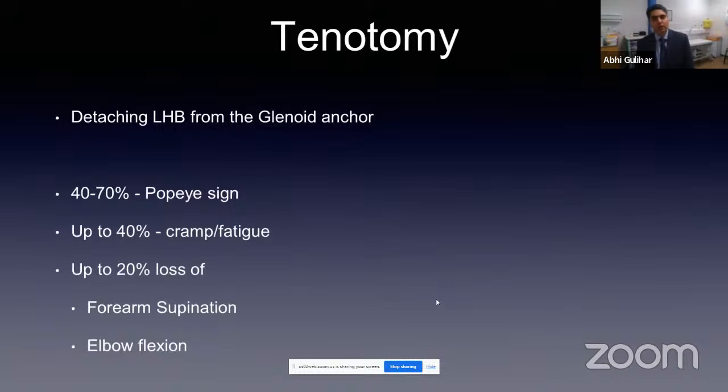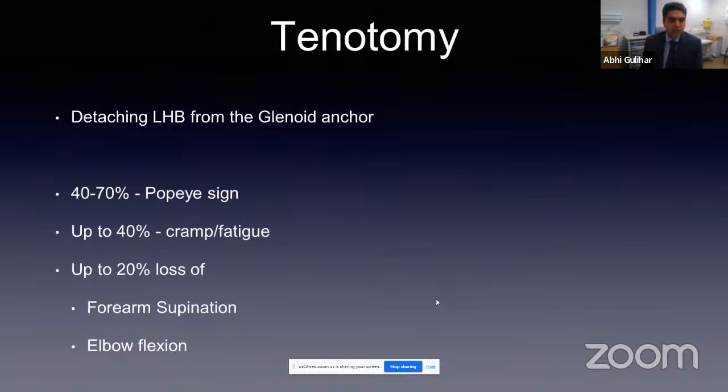Now, what is the alternative to a biceps tenodesis? You simply cut the biceps tendon. It is called a biceps tenotomy, which involves detaching the long head of biceps from the glenoid anchor. This is an easy treatment. It is very commonly performed, isolated arthroscopic biceps tenotomy.